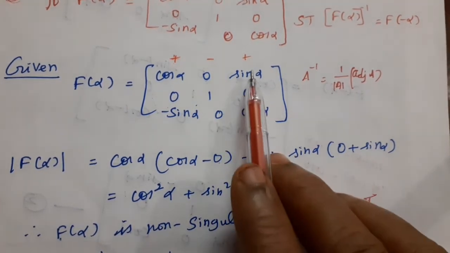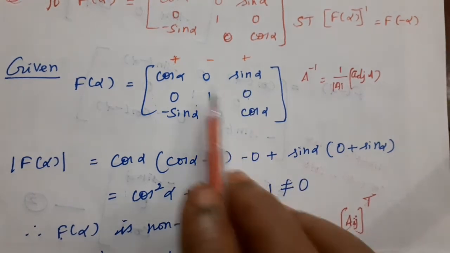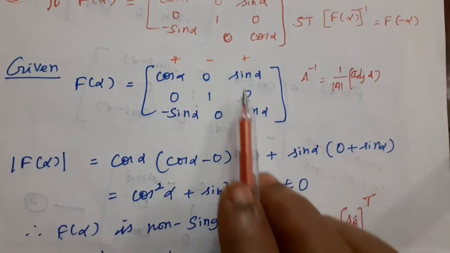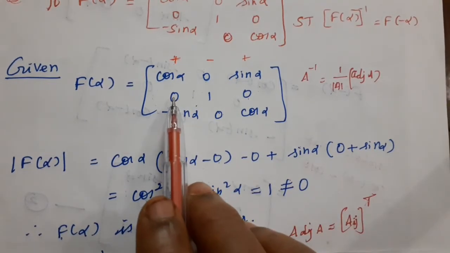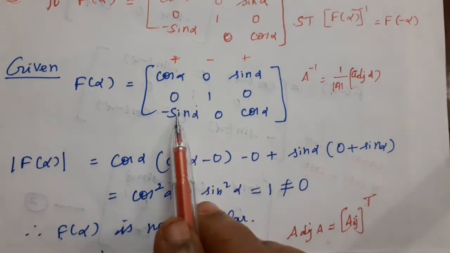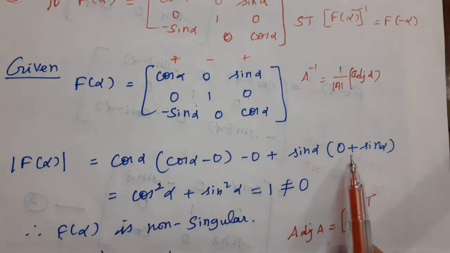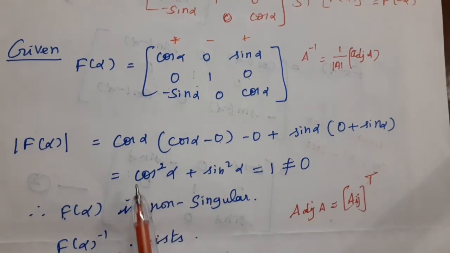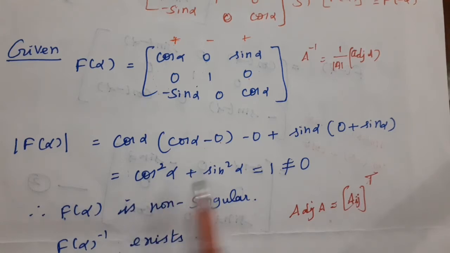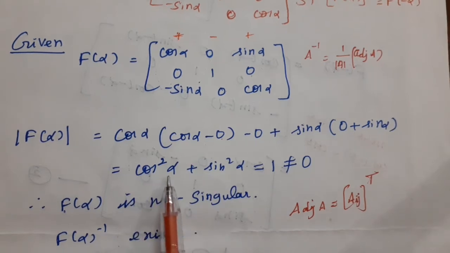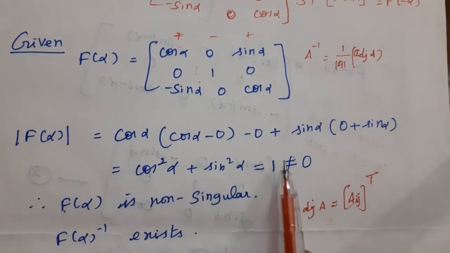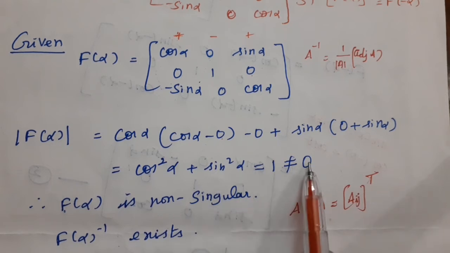Plus sin alpha into, leaving that row as well as column, the balance is 0 into 0 minus 1 into sin alpha, minus sin alpha. Already having minus, minus into minus becomes plus sin alpha. Therefore cos alpha into cos alpha is cos square alpha, and sin alpha into sin alpha is sin square alpha. We remember the identity, sin square theta plus cos square theta equals 1. Therefore it is 1.